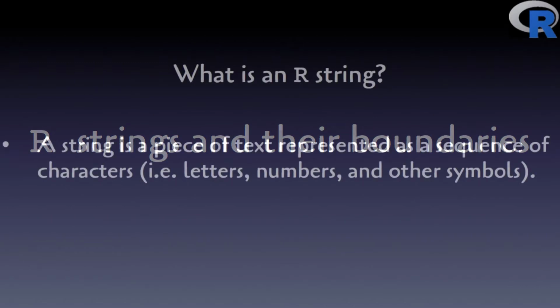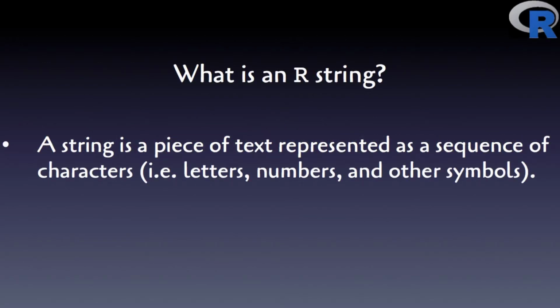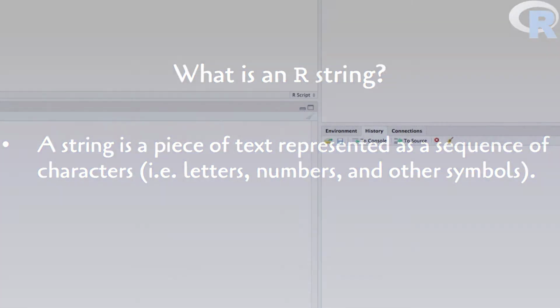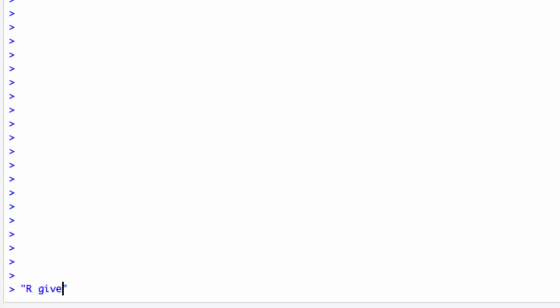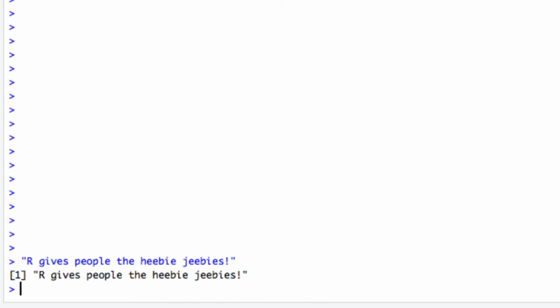A string is a piece of text represented as a sequence of characters, be that letters, numbers, and symbols. Let's have a look at some strings in RStudio. I have written a string here. "R gives people the heebie-jeebies." And by pressing enter, the R console returns the same string with its quotes, showing you that it evaluates what you gave it correctly, namely as a string.